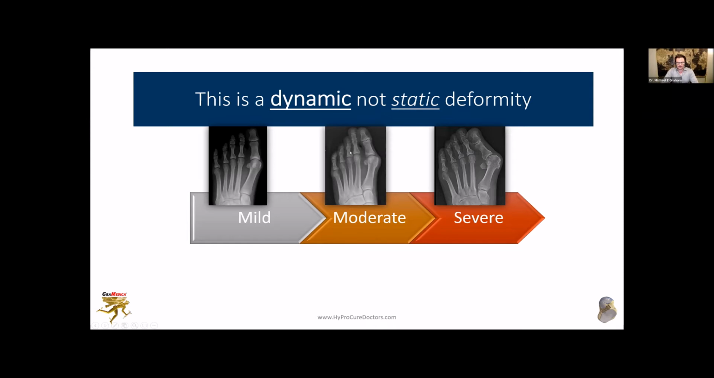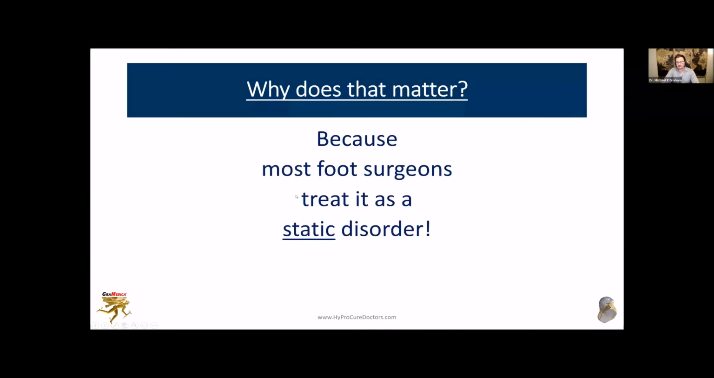There is excessive motion occurring within the first MPJ and the first metatarsocuneiform joint, and that's why this gets worse. Most of us just think about this as a static disorder. We take a look at that x-ray and say, all we need to do is take this perfectly straight metatarsal bone, cut it and shift it, and now we fix the problem. But what is the number one complication of bunion surgery? It's recurrence, and the patients are not happy.